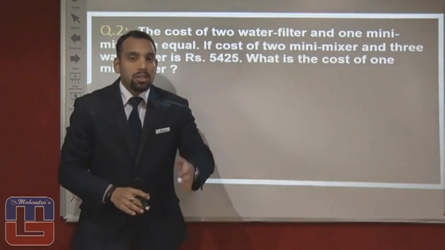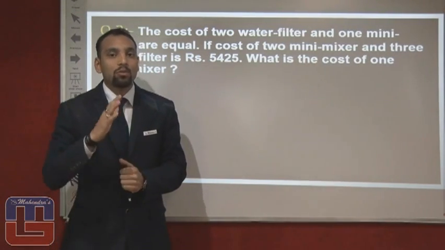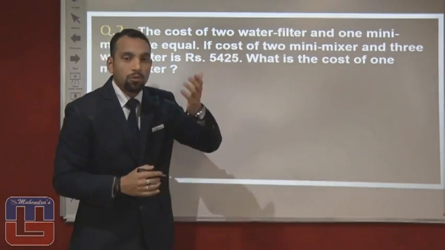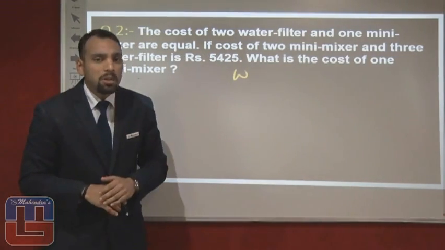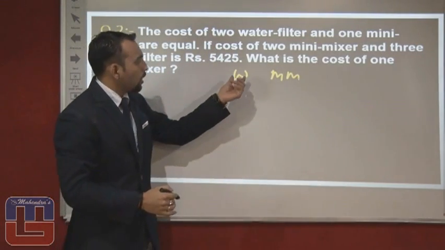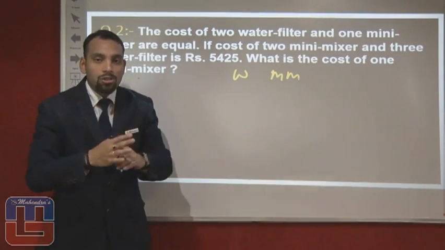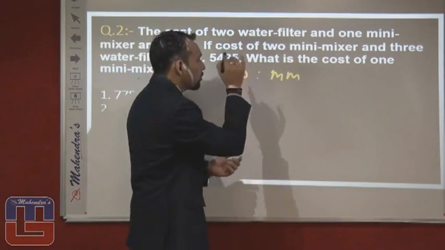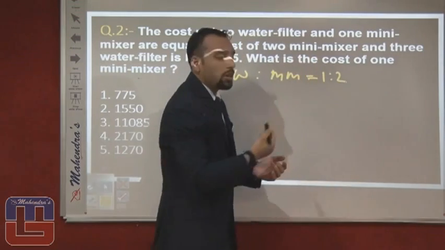The next question you can see on the screen. The question is, the cost of 2 water filters and 1 mini mixer are equal. The question is saying the cost of 2 water filters. We have denoted the water filter by W and the mini mixer by M. Now the cost of 2 water filters and 1 mini mixer are equal. So we can say that the ratio of water filter and mini mixer will be equal to 1:2.